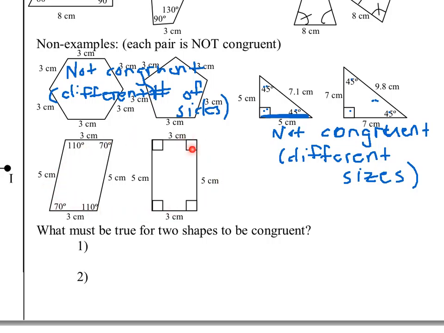Looking at the next one, how do I know these two are not congruent? What makes those not congruent, Monique? They're different shapes. More specifically, how can we see that they're different shapes? That has to do with even more specific mathematical language, Richard. They have different angles. Okay, so we know these are not congruent because they have different angles.